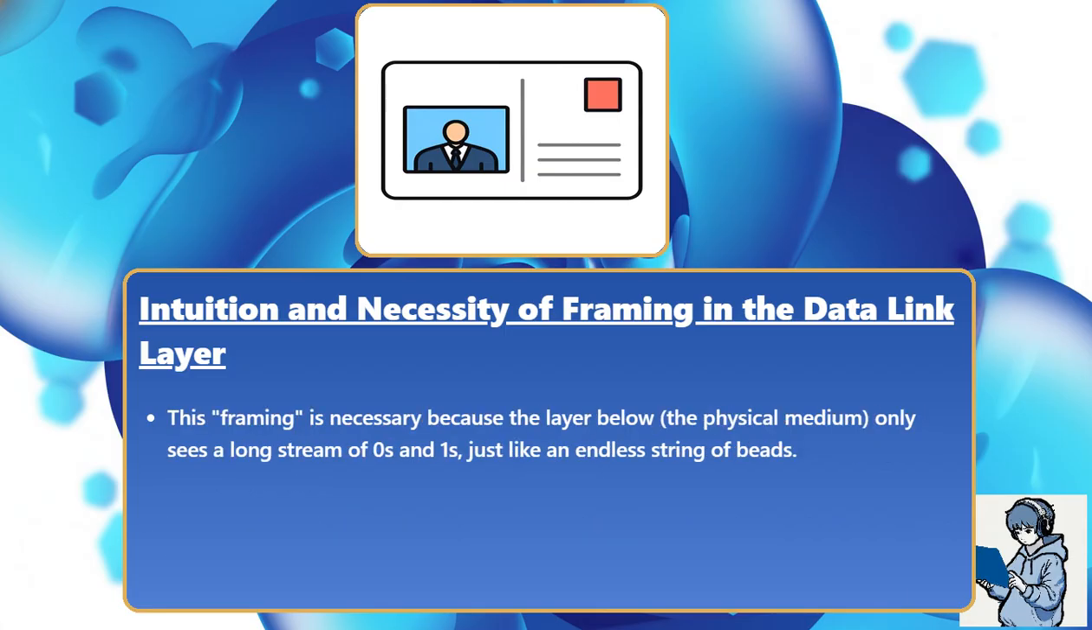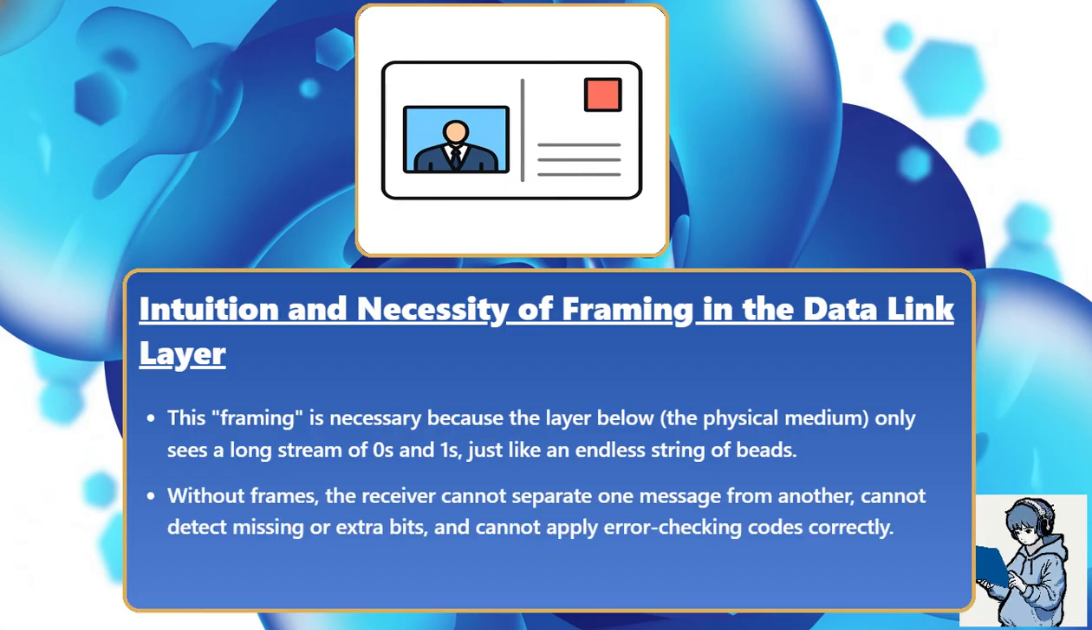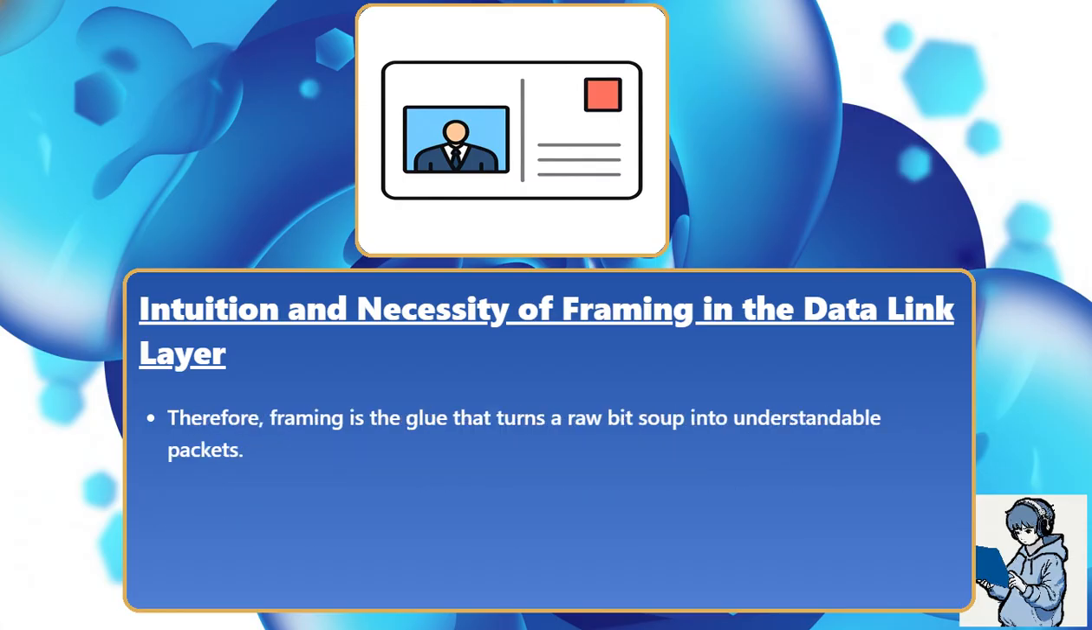This framing is necessary because the layer below, the physical medium, only sees a long stream of zeros and ones, just like an endless string of beads. Without frames, the receiver cannot separate one message from another, cannot detect missing or extra bits, and cannot apply error-checking codes correctly. Therefore, framing is the glue that turns a raw bit soup into understandable packets.